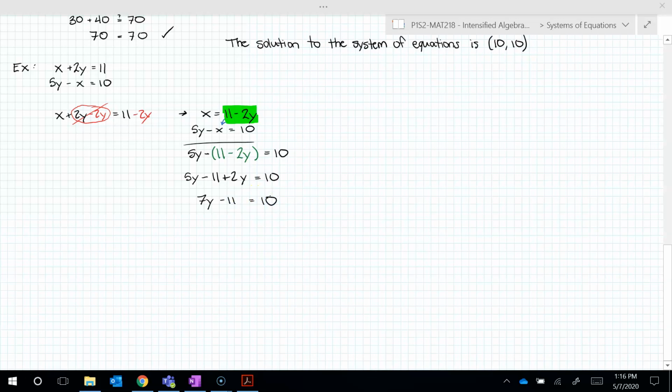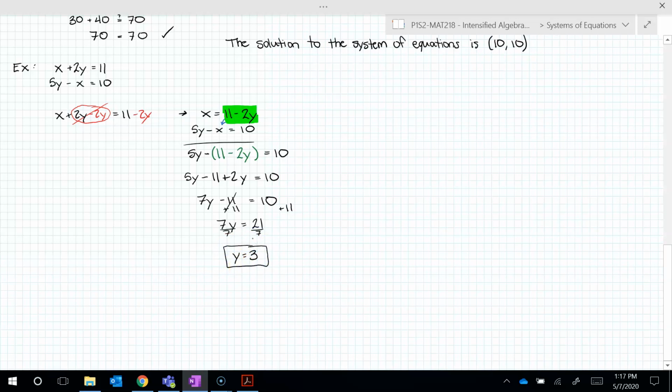I have to get rid of the 11, so I'm going to add 11 to both sides of the equation. You can write it in line, kind of like we did up here, or sometimes you can just do it underneath. I'm going to do that for these just for speed's sake here, because that is going to cancel. I have 7y equals 10 plus 11 is 21, and divide both sides by 7. I get y equals 3.